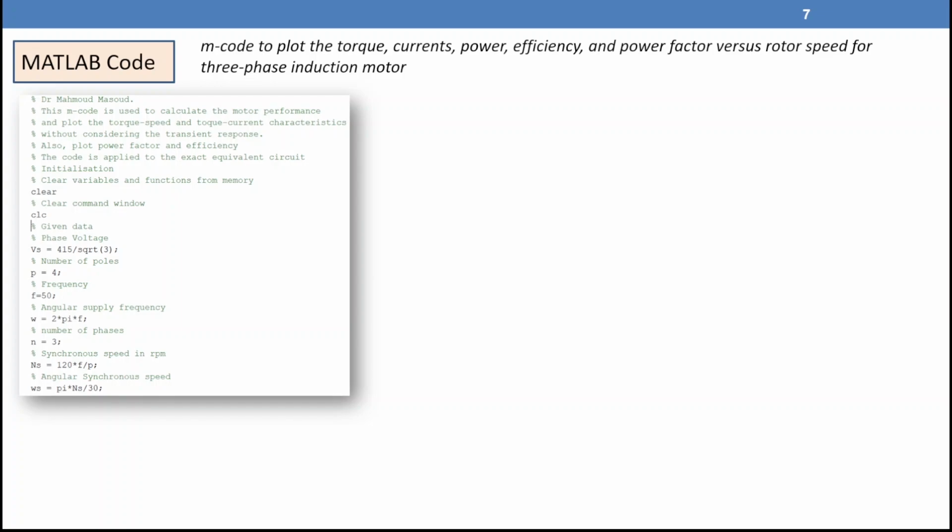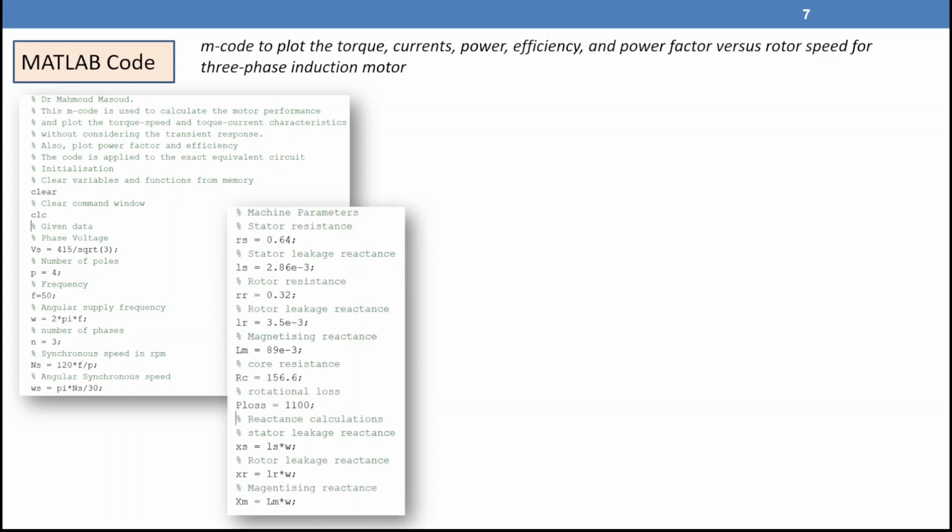Someone can say that I don't like to put specific values, I need to have a general M-code. Here, to make it easy, rather than entering all the data every time I run this program, I put the values in directly, but you can make all of these things variables, so you can model any machine if you like. But here I use this example. Specifically we have phase voltage 415 volt over root 3, number of poles 4, 50 hertz, and we can calculate the synchronous speed.